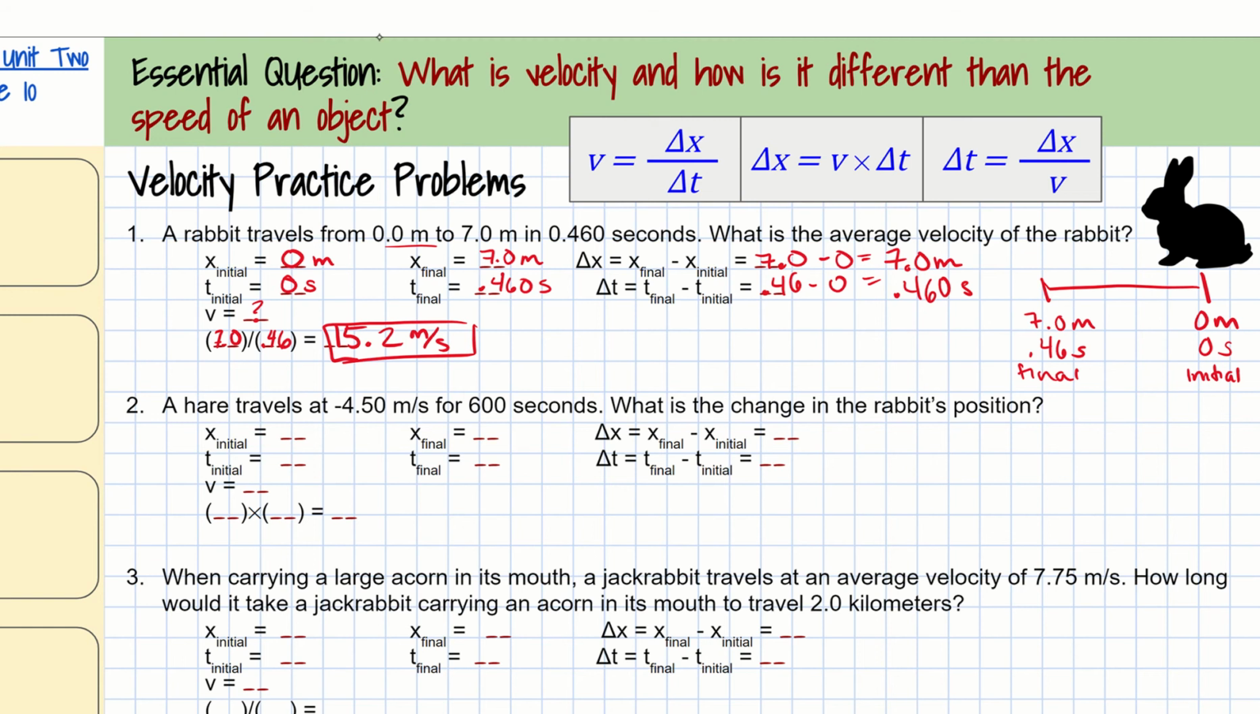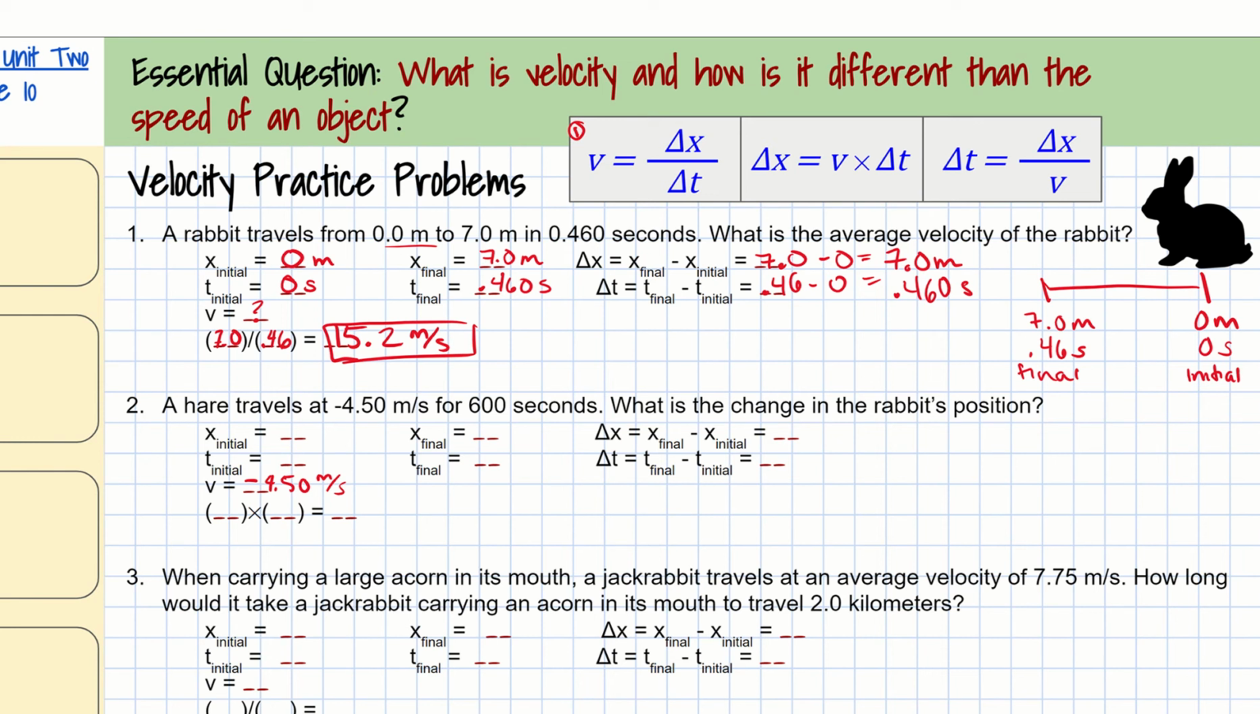In the first problem, we were using this first equation here because we were trying to solve for velocity. Okay, let's take a look at the second problem. We have a hare traveling at negative 4.5 meters per second. Meters per second is our clue that we're looking at a velocity. So negative 4.50 meters per second is that velocity, and the hare travels for 600 seconds. We want to know what the rabbit's change in position is.